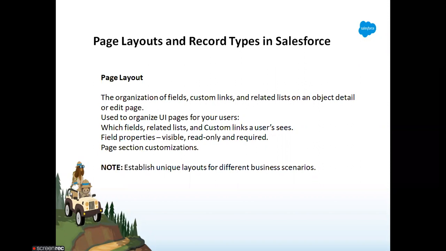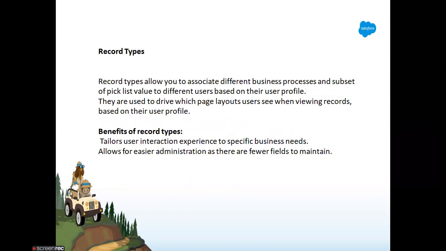So with the help of page layout, we can perform these kinds of activities. We can even add multiple sections, right? The second thing that we need to cover is record type. Record type basically allows you to associate different business processes and subsets.